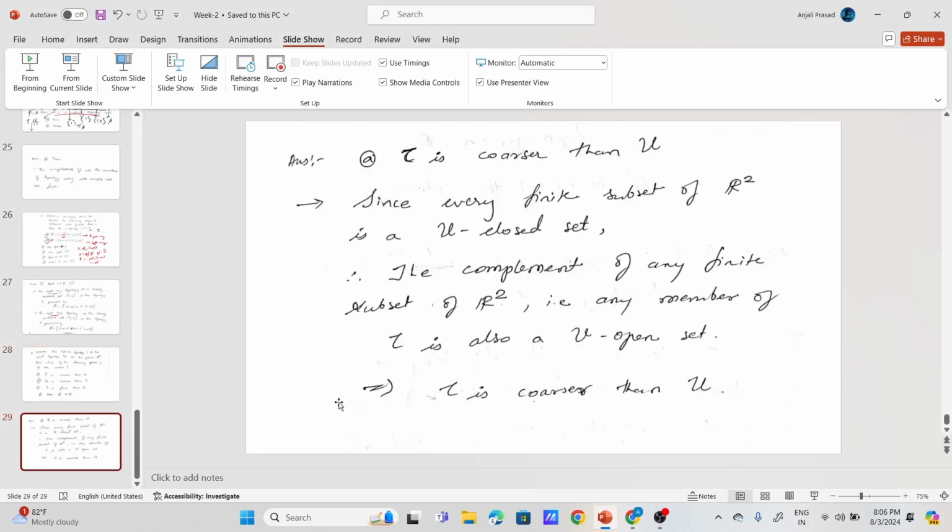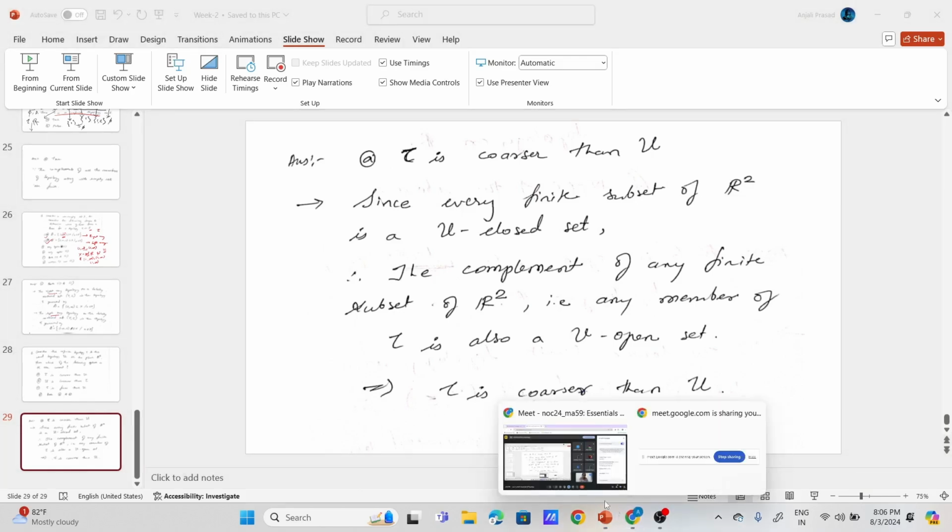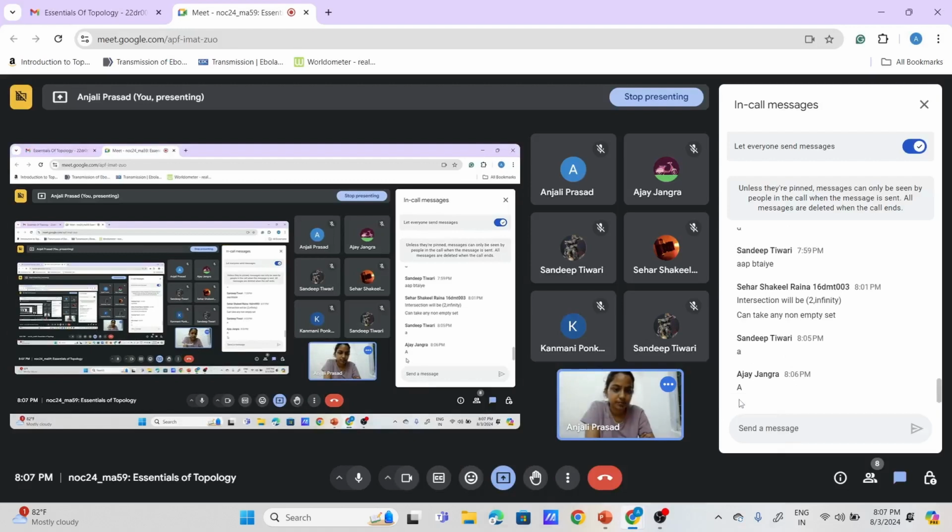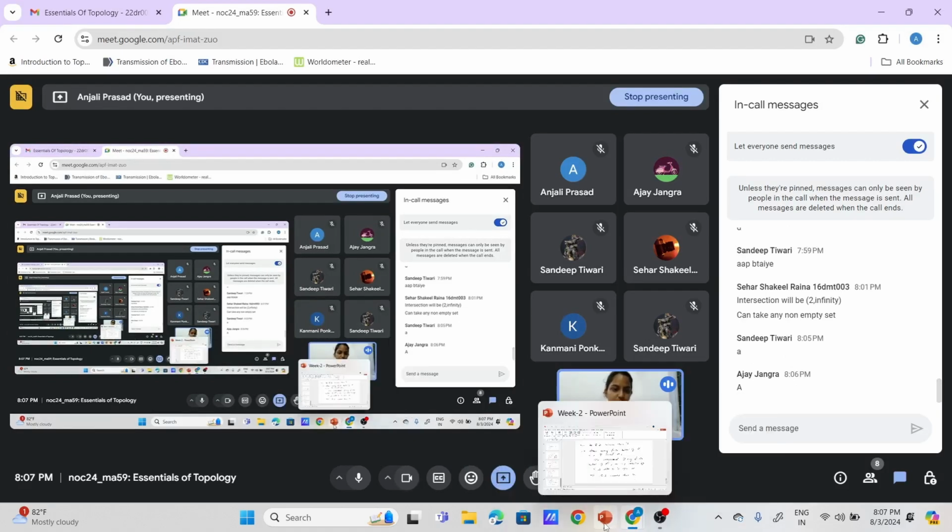Yes, it is A. Tau is coarser than u, क्योंकि every finite subset of R2 is a U closed set, right? So by definition only, अगर आप कोई भी complement of finite subset लेते हो R2 का, मतलब वो tau का member हो जाएगा, तो वो again it will be U open set, right? So you will get tau is coarser than U. I hope it is clear. Is there any doubt in this question, or still trying?